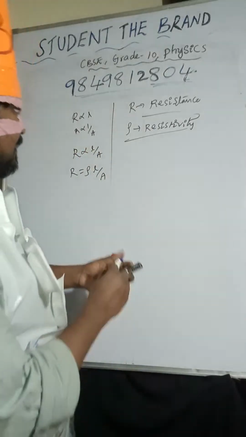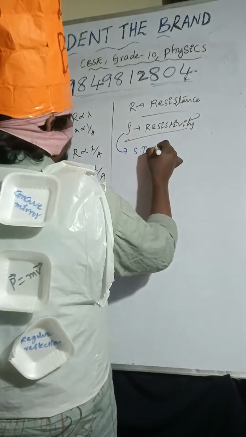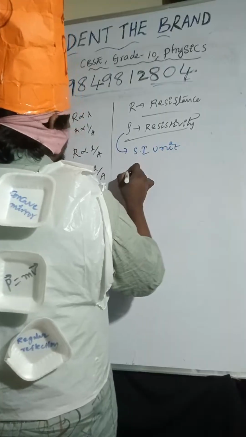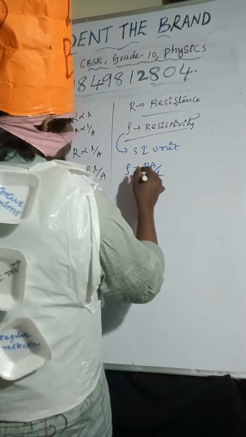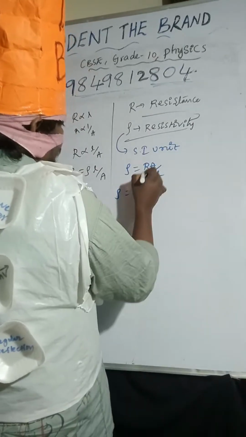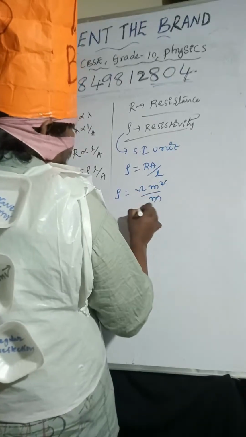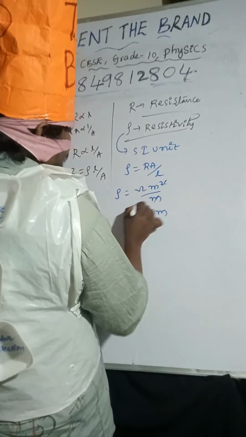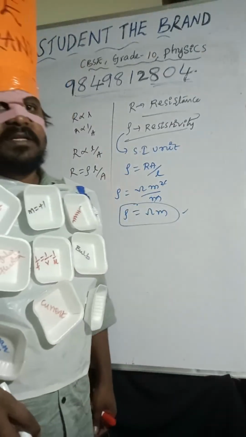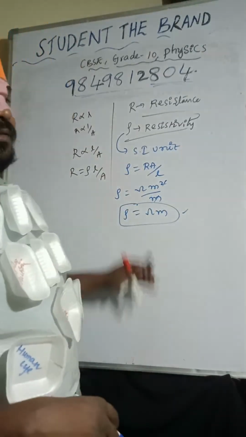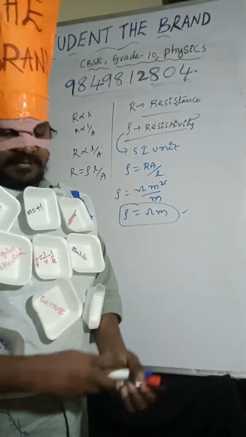The SI unit of resistivity is very important. rho equal to RA by L, so the SI unit is ohm meter square by meter. Meter gets cancelled, leaving ohm meter. The SI unit of resistivity is ohm meter. So that is very important. Okay, done.